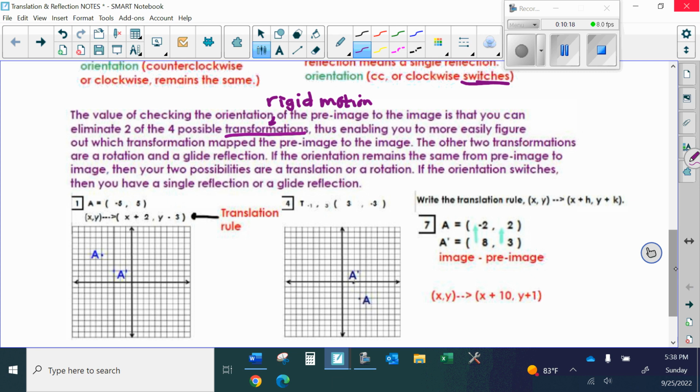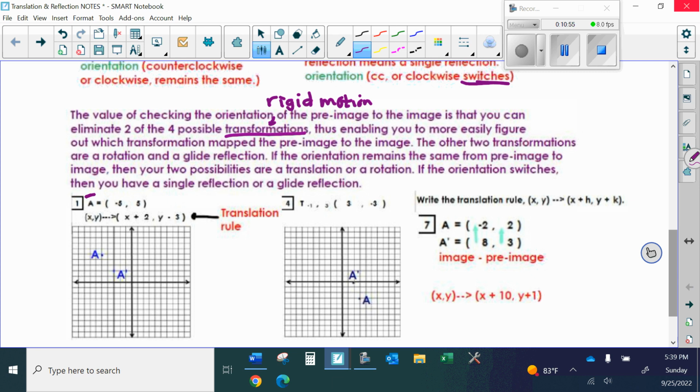The reason I'm using the word transformation is because that's what they'll say on the DCAS. They're not going to give it away that it's a rigid motion because you might pick dilation. So they're just going to say transformations. The other two transformations are rotation and a glide reflection. If the orientation remains the same, your two possibilities are translation or rotation. We just talked about that. If the orientation switches, then you have a single reflection or a glide reflection. That's the 1 or the 3, the odd number of them. But remember, on the DCAS they don't talk about glide reflections, so your answer would just be reflection. Okay. Next, we have what's called a translation rule.